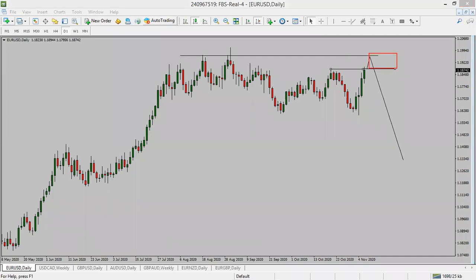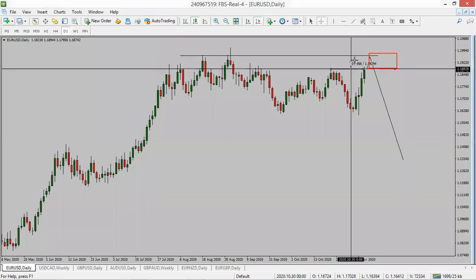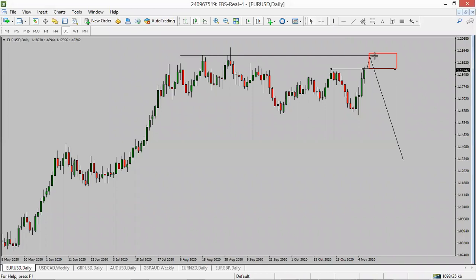So basically, if price holds around here, my stop loss will be above this high. If price holds around here, my stop loss will be above this high. So basically, I'm protected both ways. And take profit at a 1 to 2 risk to reward ratio, and you're good to go.